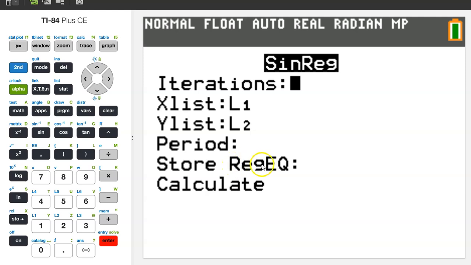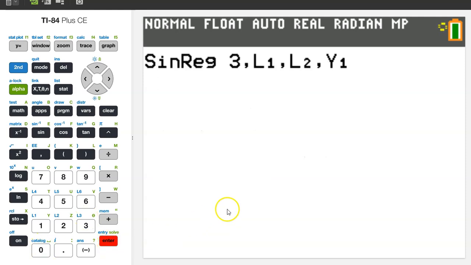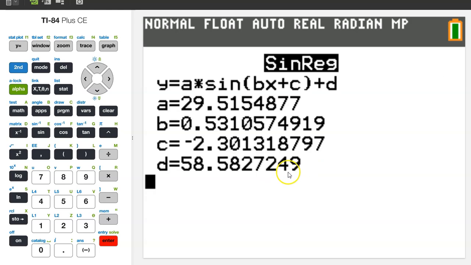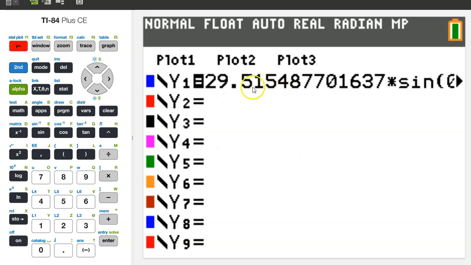Always tell the calculator to store the regression model in Y1. So go down to this option and choose Y1 by hitting Alpha, Trace, Enter. Hit Enter a couple more times to calculate the regression model. And there it is. Notice that if you click on Y equals, you will find that the regression model has been stored for you in Y1.